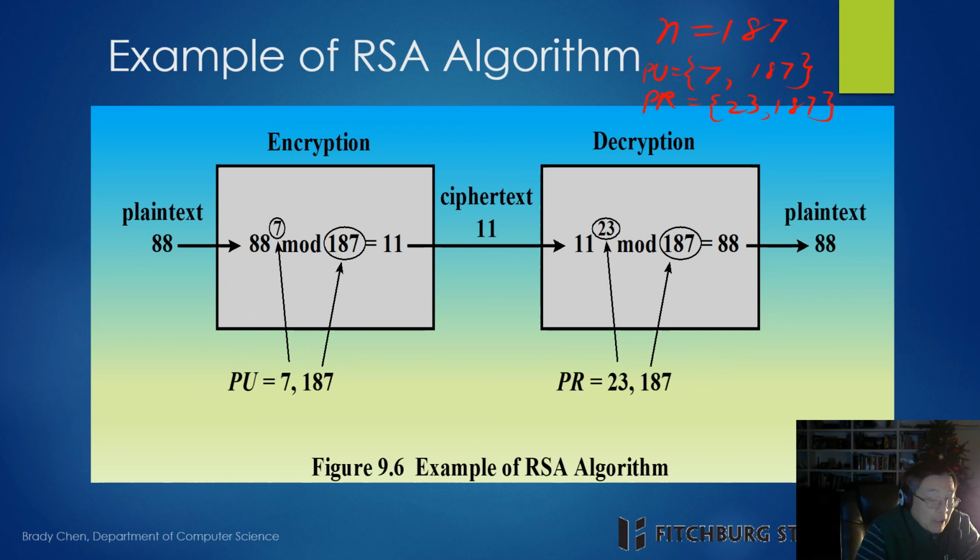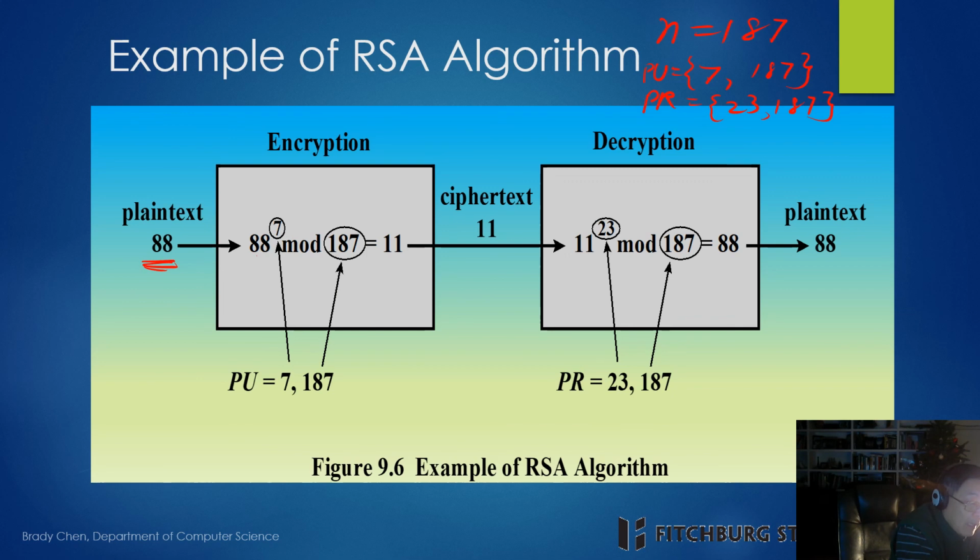How can we do the encryption and decryption? Actually, that's the easy part, because the difficult part has been done. Okay, so let's assume we have a plain text, 88. Now make sure when you select a plain text, the plain text is always smaller than n, which is 187.